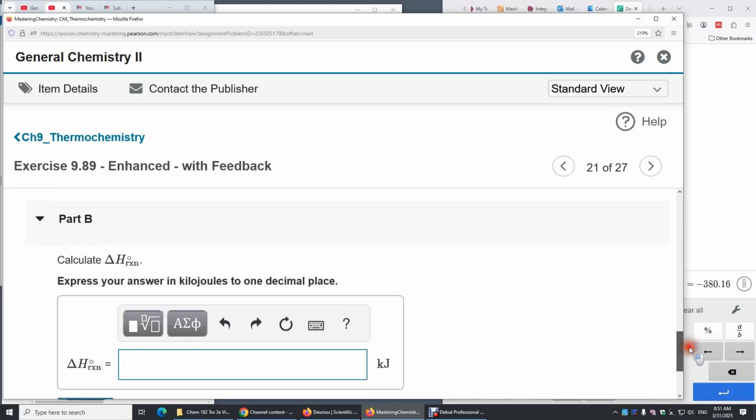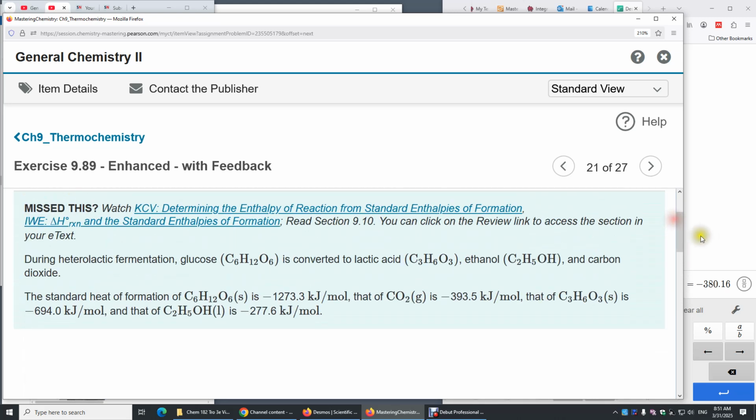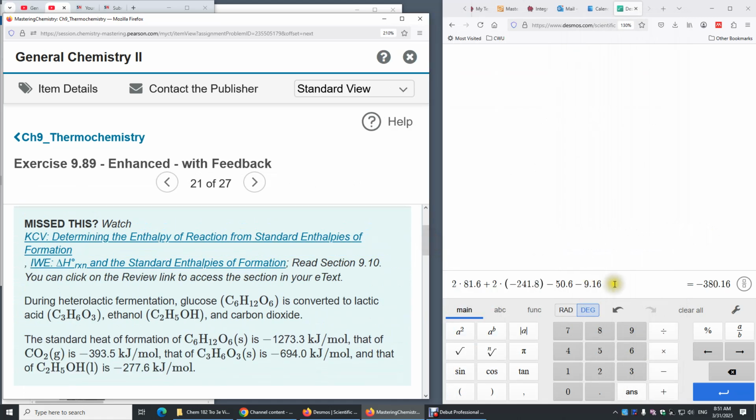Now calculate this enthalpy of reaction. This circle means standard enthalpy of reaction, which means every single chemical is in the standard state. How do we tackle the problem? It's pretty simple. We'll have the enthalpy of formation of products minus the enthalpy of formation of reactants. We have 3 products, 3 different chemicals on the product side.